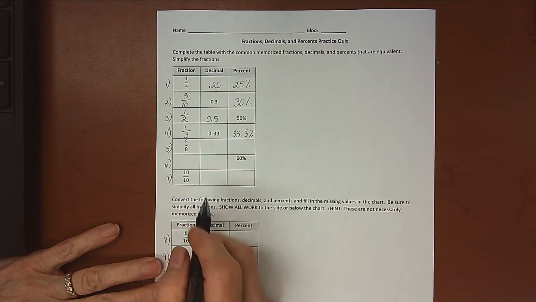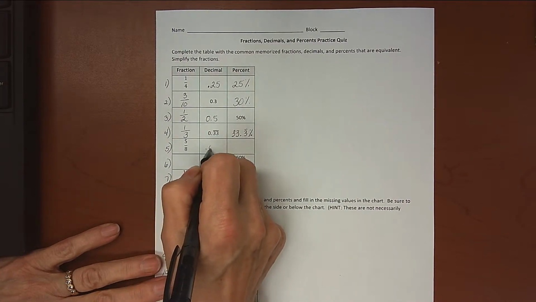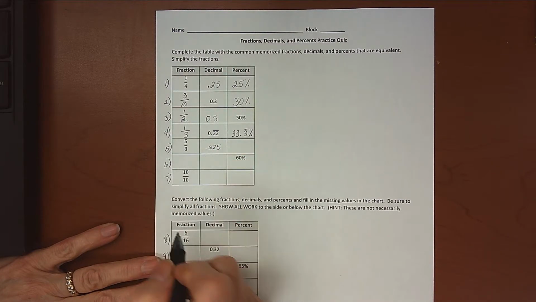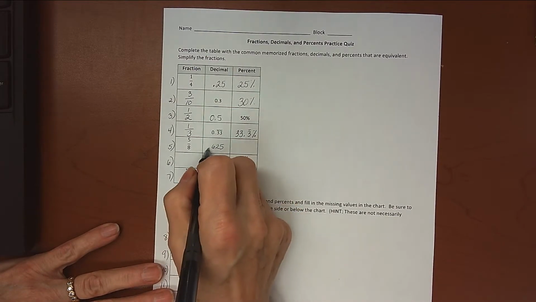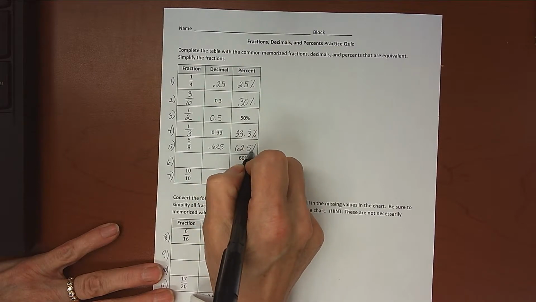5/8, another one of ours. It's a little bit harder for me to remember, but this one is 0.625. Remember, the eighths are the ones that are going to have the 3-digit equivalents. And then we move that decimal point over 2 places to make this 62.5%.